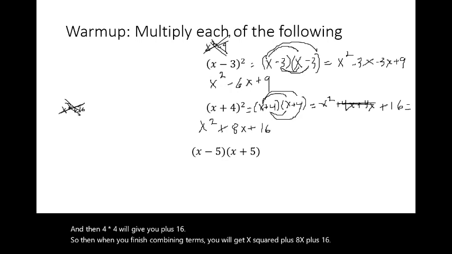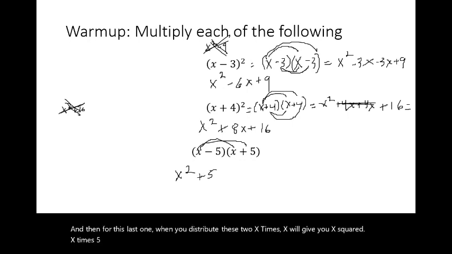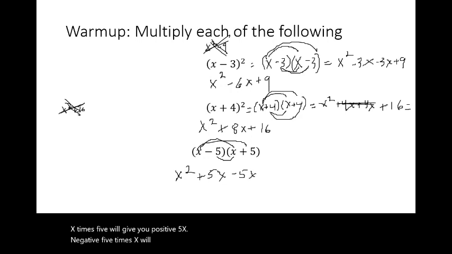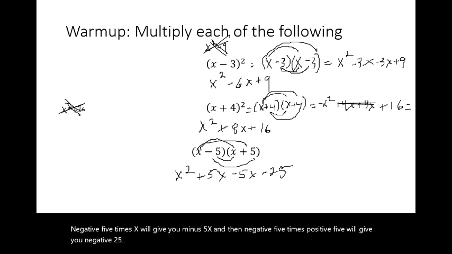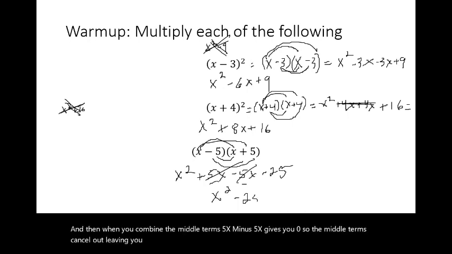And then for this last one, when you distribute these two, x times x will give you x squared. X times 5 will give you positive 5x. Negative 5 times x will give you minus 5x. And then negative 5 times positive 5 will give you negative 25. And then when you combine the middle terms, 5x minus 5x gives you 0. So the middle terms cancel out, leaving you with x squared minus 25.